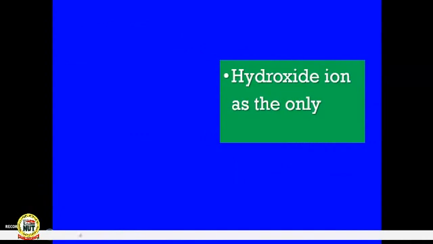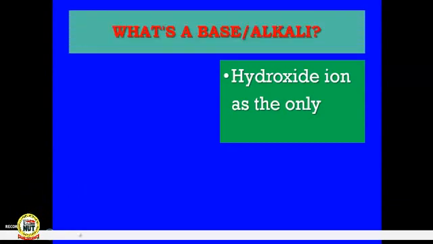Now we're finished talking about acids, the types which are strong and weak acids, and the properties of these two acids. Whereas the strong acid is corrosive, can burn and eat away at materials, the weak acid we say is sour. Now, let's look at what the bases are. What are bases? What's a base or an alkali?